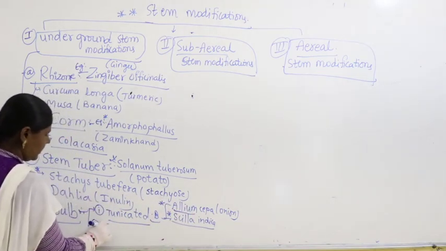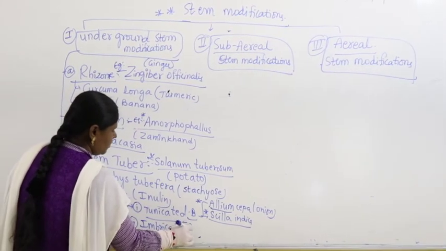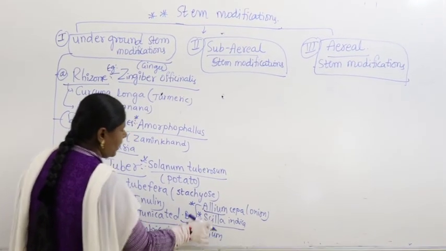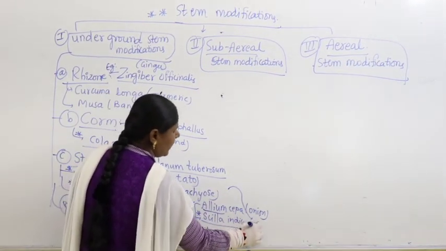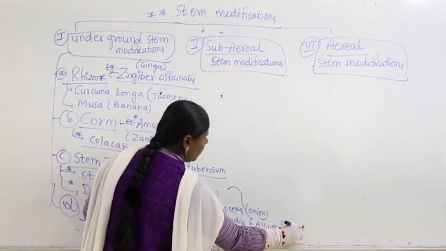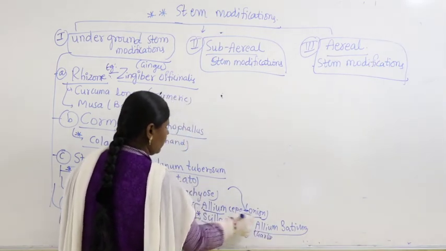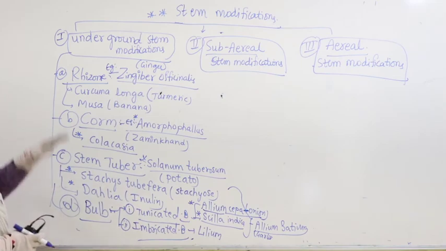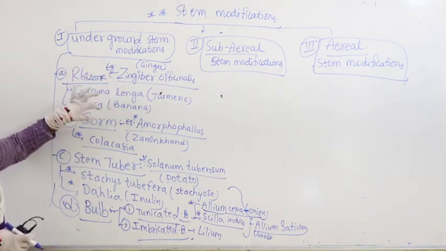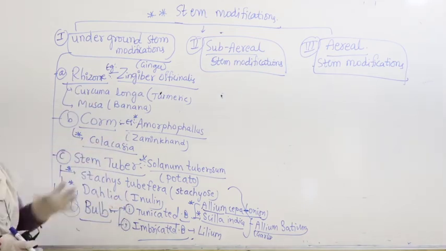Next, the other one is imbricated bulb. Here you can take the example Lilium, and in between Allium sativum will come. What is Allium sativum? Garlic. So these are all examples for underground stem modifications: rhizome examples, corm examples, stem tuber examples, bulb examples.